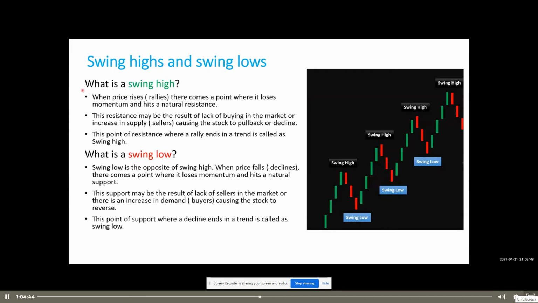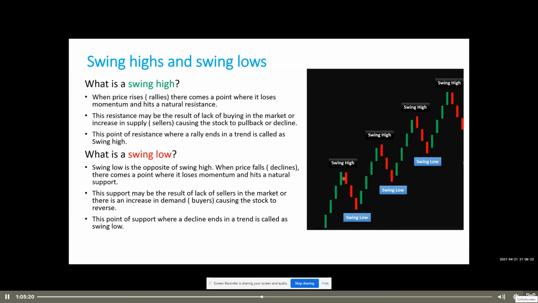So what is a swing high and swing low? When price rallies, there comes a point where it loses momentum and hits a natural resistance. This resistance may be the result of a lack of buying in the market or an increase in supply, also known as sellers, causing the stock price to pull back or decline. Take a look at this picture here. This is an ideal trend. You don't see a straight line. You see the stock making a push, there is a pullback, another push, another pullback, but eventually the stock is going up.